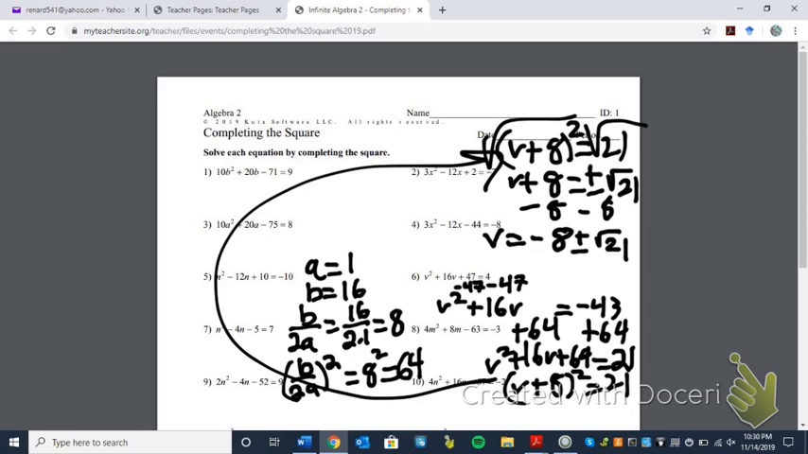Now, because 21 isn't a perfect square, we just leave it like that. If that was 16, we'd write plus or minus 4. If it was 5, we'd write plus or minus the square root of 5. It's only if it's a perfect square that we simplify it. Everything else we just leave as is.